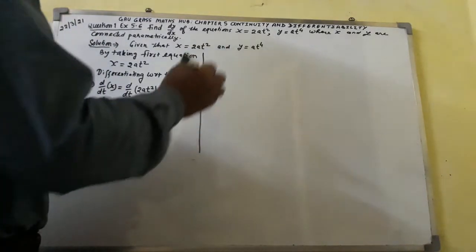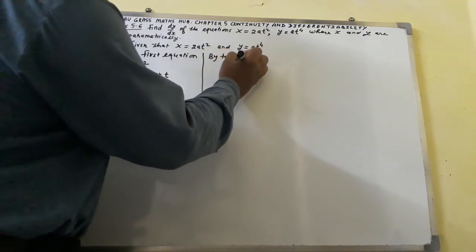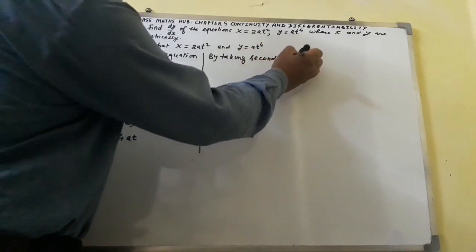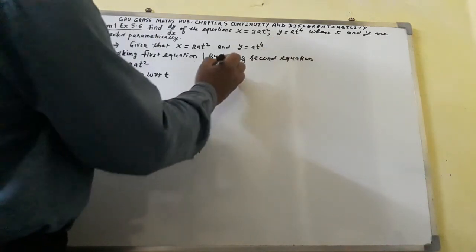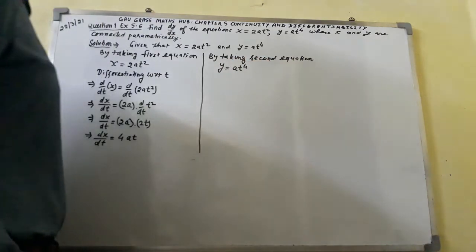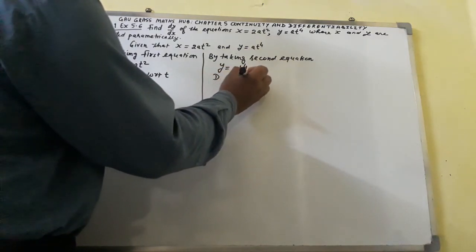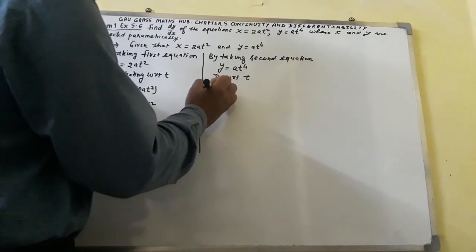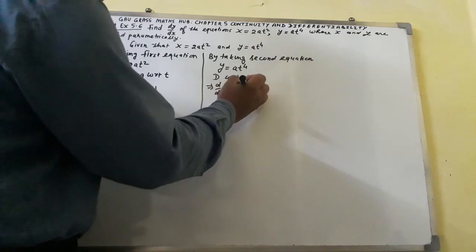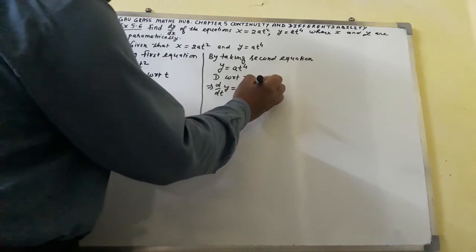Now here I shall take the second equation, y equal to at raised to the power 4. Differentiating with respect to t, we shall get implied that d over dt of y is equal to d over dt of at raised to the power 4.